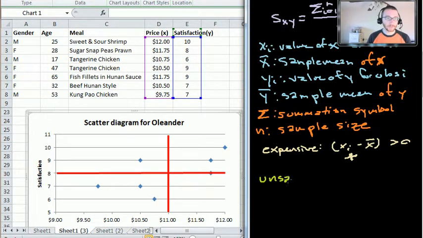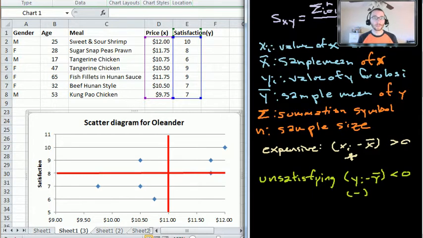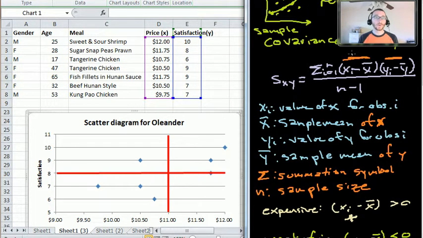If it's unsatisfying, then yi is going to be less than y bar. That means that yi minus y bar is going to be negative, right? And then if we multiply them together, as it tells us to do in this formula, we're going to have a positive times a negative, and that will give us a negative number.